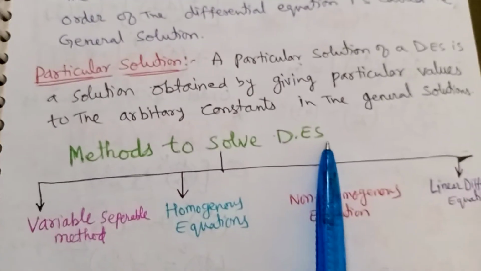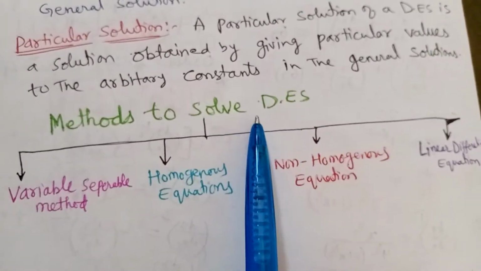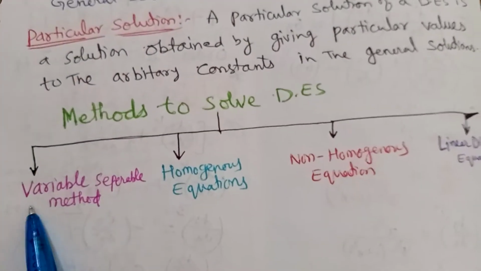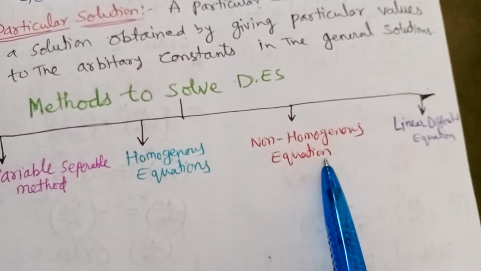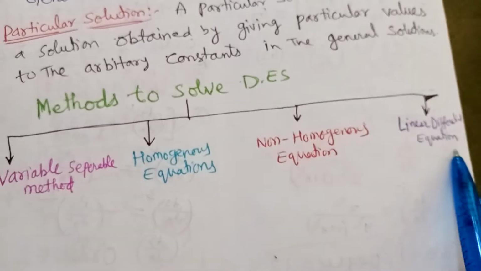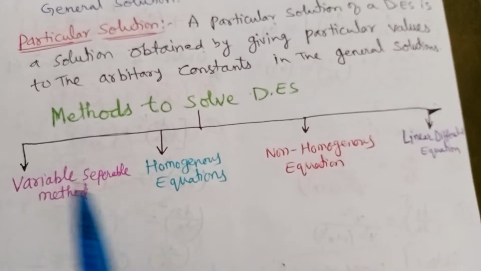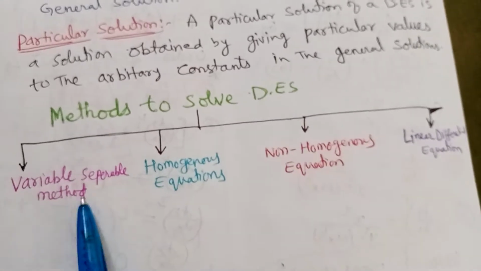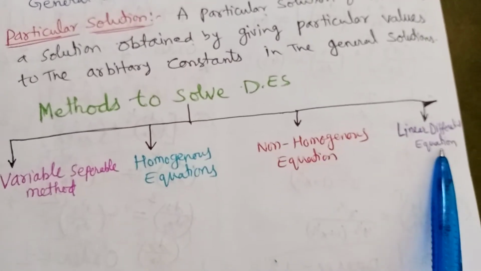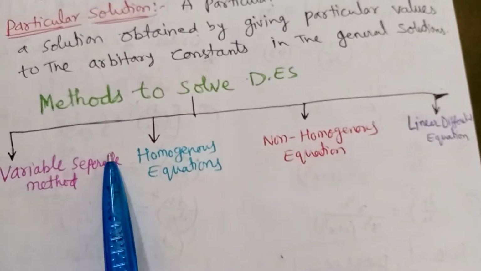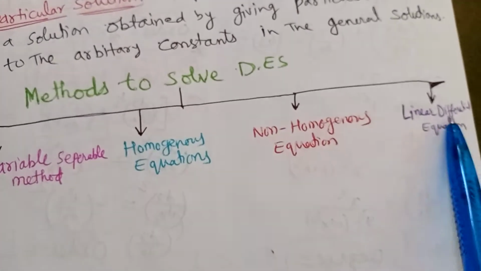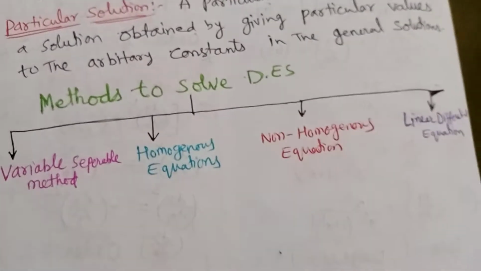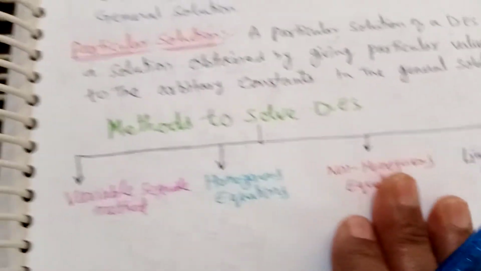Now here, methods to solve differential equations. Here we have only 4 methods. They are the variable separable method, homogeneous equation, non-homogeneous equation, and linear differential equation. In this chapter we are learning only these 4 topics. In the higher classes you will learn about other methods. Now let us go to the problems.